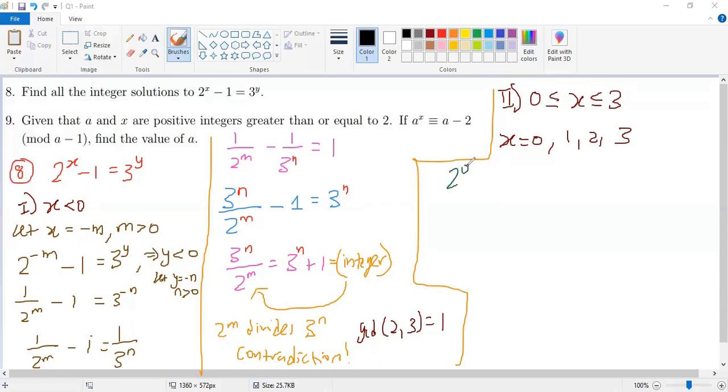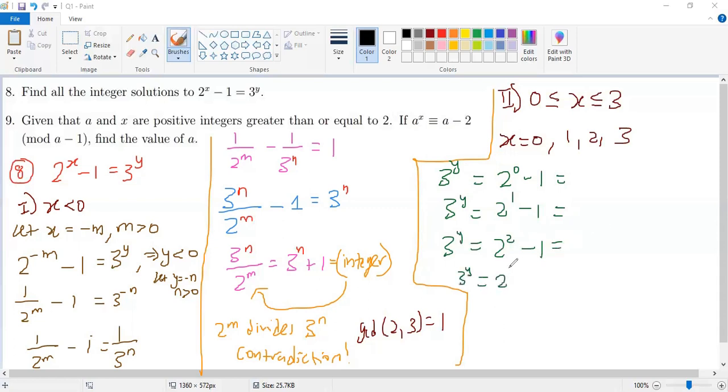Please substitute like that. 2 to the power of 0, that means the easier way would be to put the 3 to the power of y on the left and put it equals to 2 to the power of 0 minus 1. Then just check, solve manually, please. Like that, 2 to the power of 1 minus 1, 3 to the power of y, 2 to the power of 2 minus 1, and 3 to the power of y, 2 to the power of 3 minus 1. 0, 1, 2, 3.